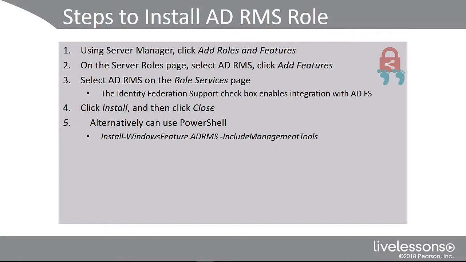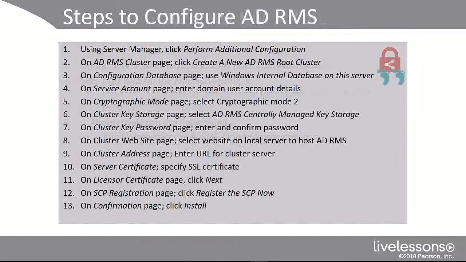And the steps for deploying RMS are back through Server Manager, back through Add Roles and Features. We're going to choose the ADRMS option. We're going to click Add Features. We're going to select the ADRMS role on the Role Services page. And if you want to use this with Active Directory Federation Services, you'll want to select the Identity Federation Support checkbox. You'll then click Install, and then you can choose to close that while that installation is taking place. Or alternatively, you can use PowerShell to install ADRMS by using the Install-WindowsFeature ADRMS -IncludeManagementTools.